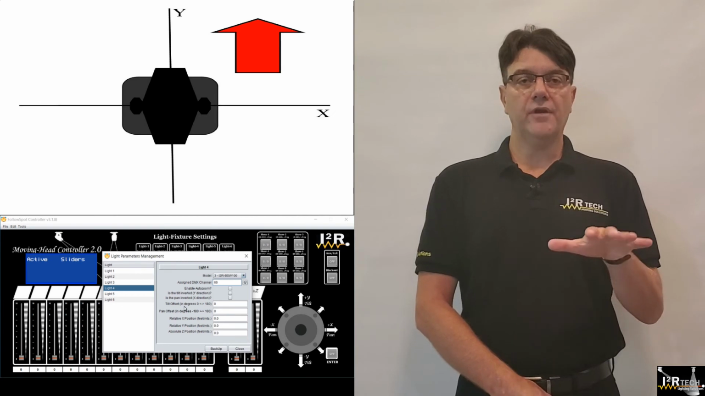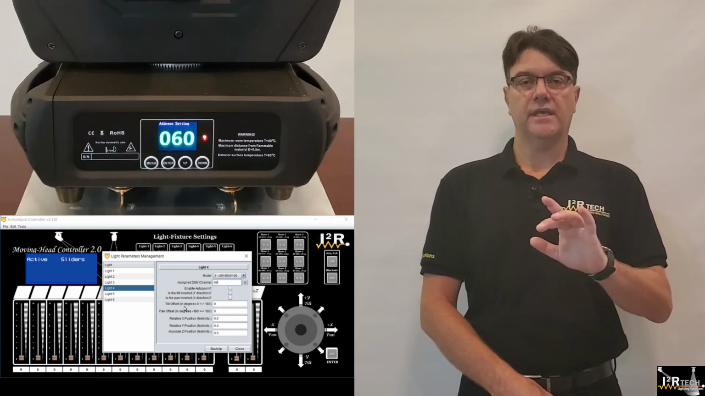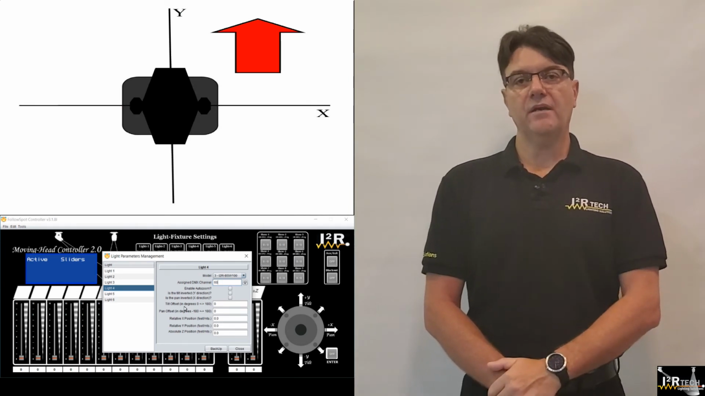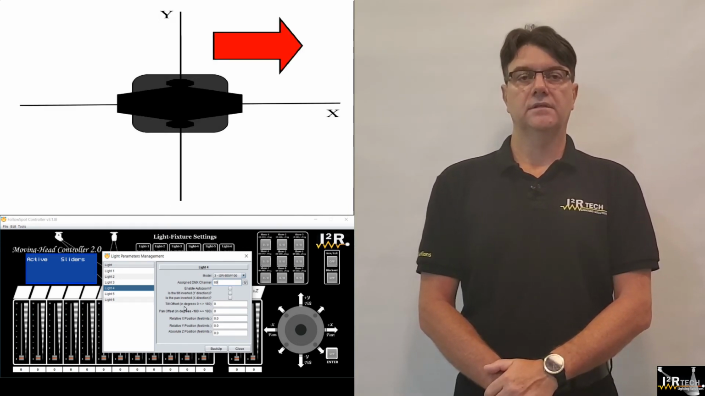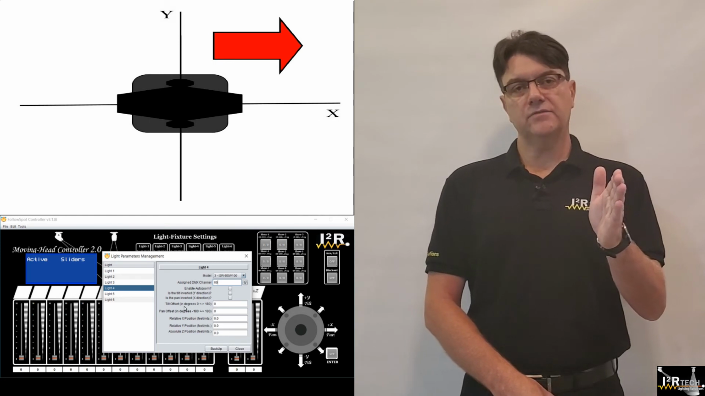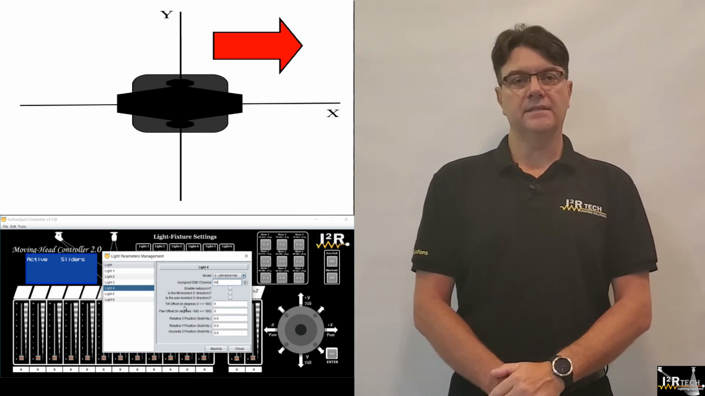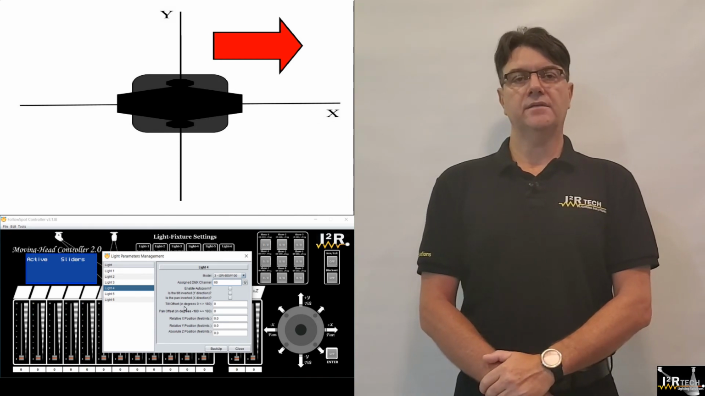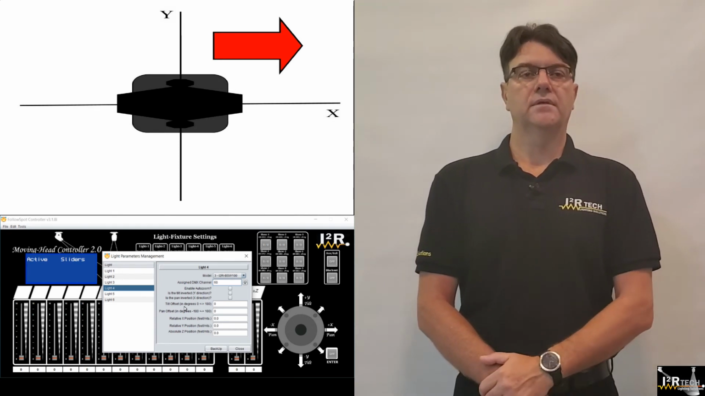Now, if the front of the light, where the buttons and the display are, is facing forward, the pan offset angle is 0 degrees. If the front of the light is rotated clockwise by 90 degrees relative to the forward direction, the pan offset angle is 90 degrees, and so on.